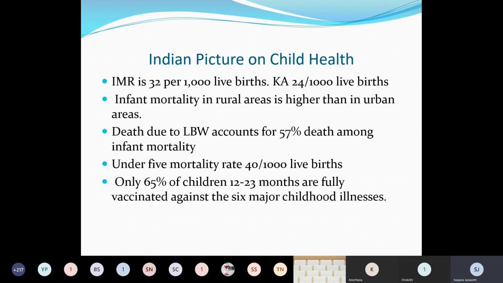Then, if you look at the under 5 mortality, that is the number of deaths of children less than 5 years of age, it is around 40 per 1000 live births. And if you look at the percentage of children who are vaccinated for the vaccine preventable diseases, though the government has been giving the vaccination free of cost for all the children up to 5 years of age, in spite of that, the immunization rate for children vaccinated in the age group of 12 to 23 months is only 65%. So still we have a long way to go to provide immunization to all the children in the age group of either less than 1 year or up to 5 years of age.